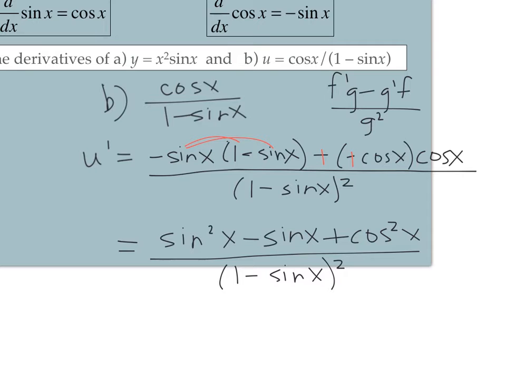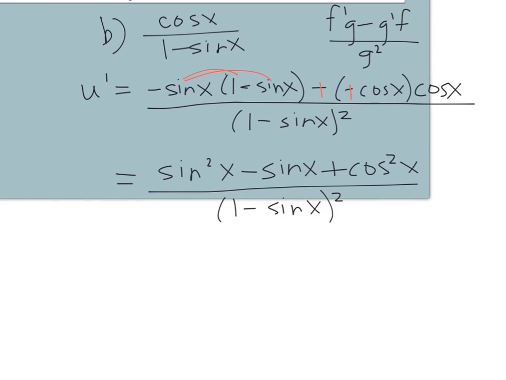Now, on top, I do actually have something that's simplifiable. Does anyone see it? That's 1. Sine squared plus cosine squared is 1. Okay, that's one that you have to know. It's a very basic identity that sine squared plus cosine squared is equal to 1. So if you have sine squared plus cosine squared, you should simplify it to 1.